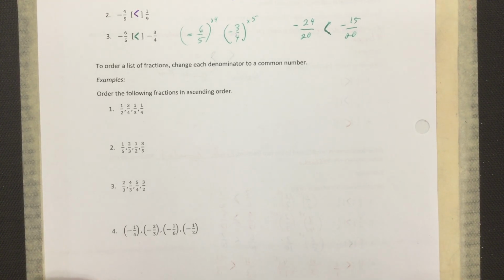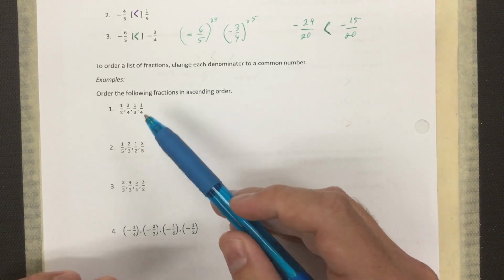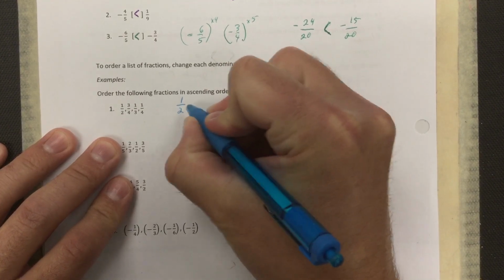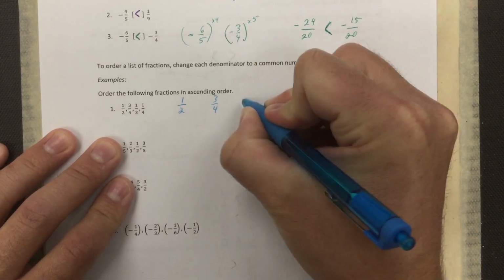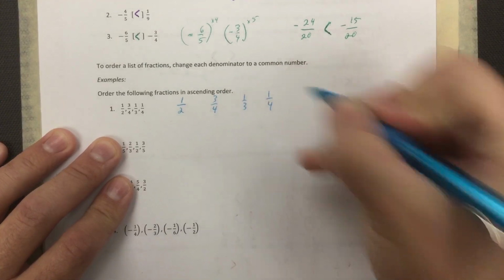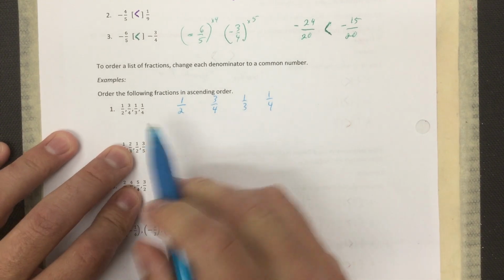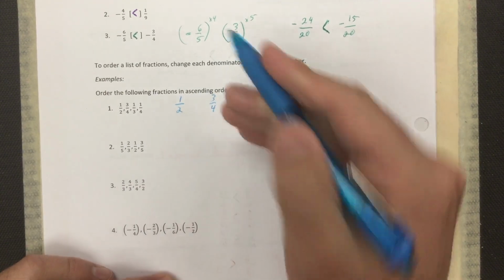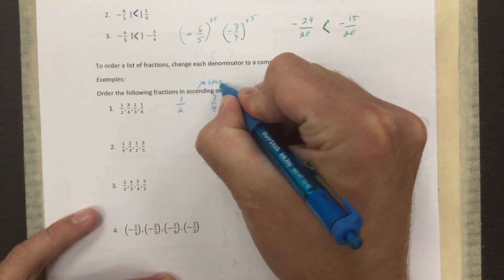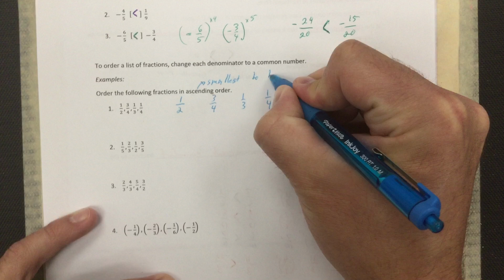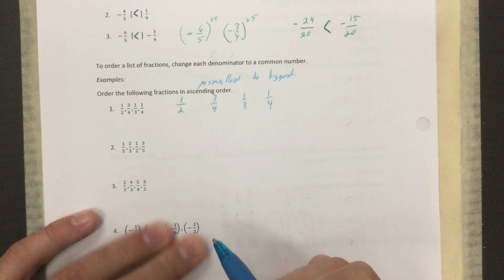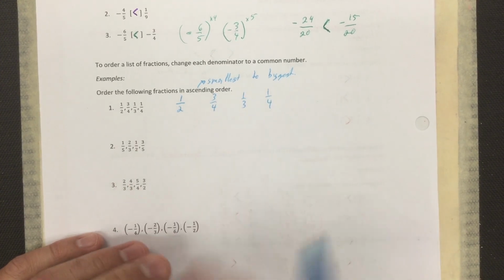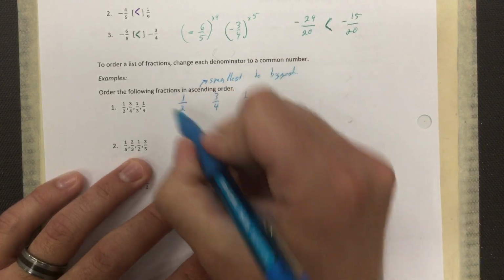For the most part, I've given fairly straightforward ones. You shouldn't have to do too much work with changing them. So here we have 1/2, 3/4, 1/3, and 1/4. What we want you to do is come up with a common denominator and then figure out which is smallest to biggest. Ascending always means smallest to biggest. So we want to figure out which one's the smallest, which one's the biggest. Some you might be able to already figure out, others might be a little bit tougher to determine.